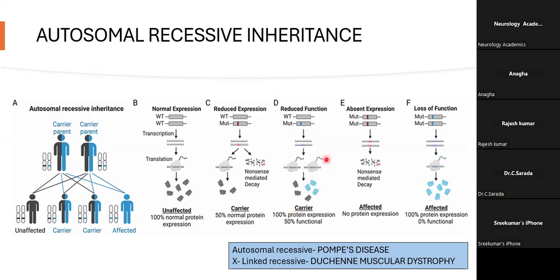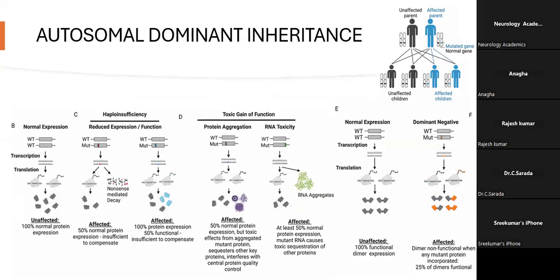In autosomal recessive diseases, this does not manifest actually. In autosomal dominant, that is known as haploinsufficiency, and the disease will be manifesting, which will be coming now. So in case of autosomal dominant inheritance, as we know, if the child inherits at least one mutant gene from either of the parents, the patient will be affected.